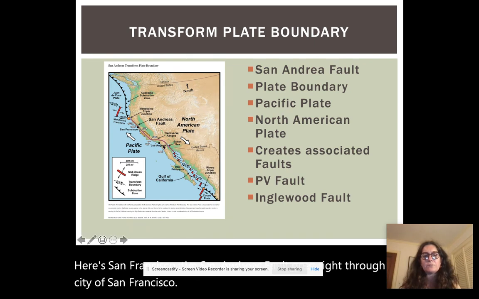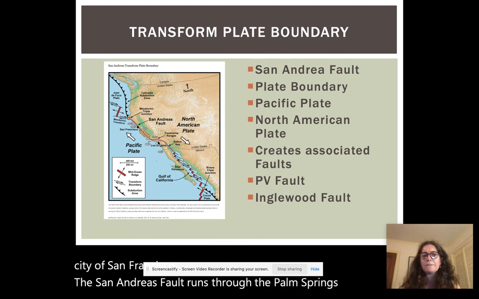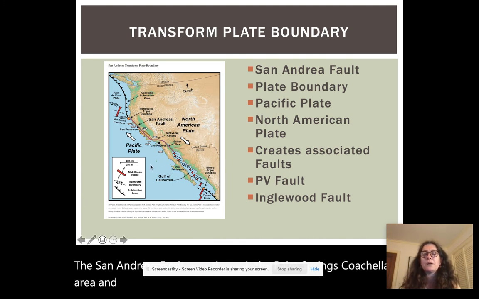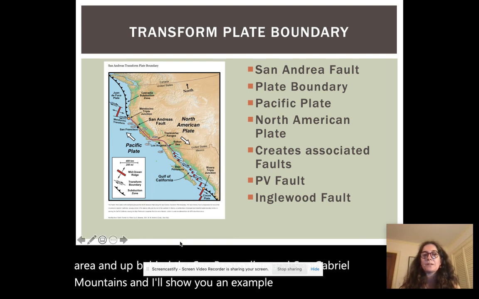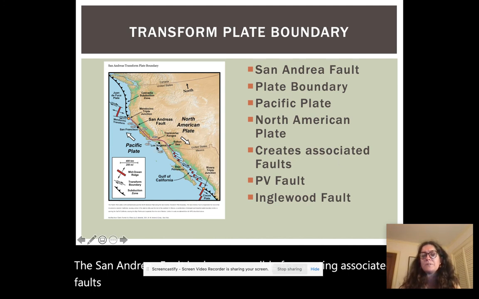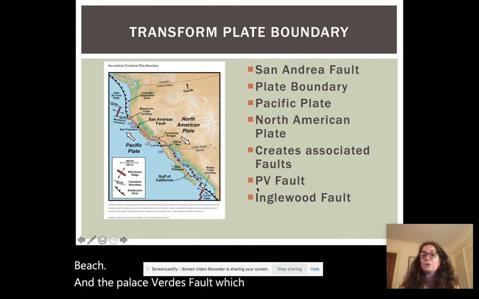The San Andreas Fault runs through like the Palm Springs, Coachella area and up actually behind the San Bernardino and San Gabriel Mountains. And I'll show you an example of that in just a minute. The San Andreas Fault is also responsible for creating associated faults. So, faults that run off of the San Andreas Fault are also the Inglewood Fault that runs from Inglewood down to Newport Beach, and the Palos Verdes Fault, which is responsible for creating the peninsula of Palos Verdes.